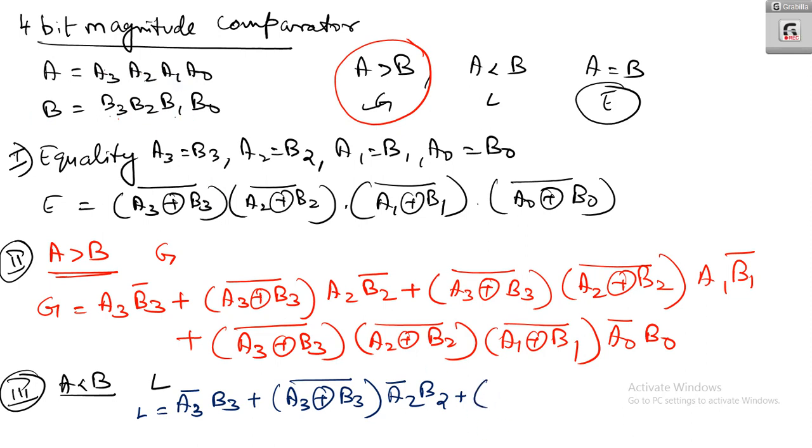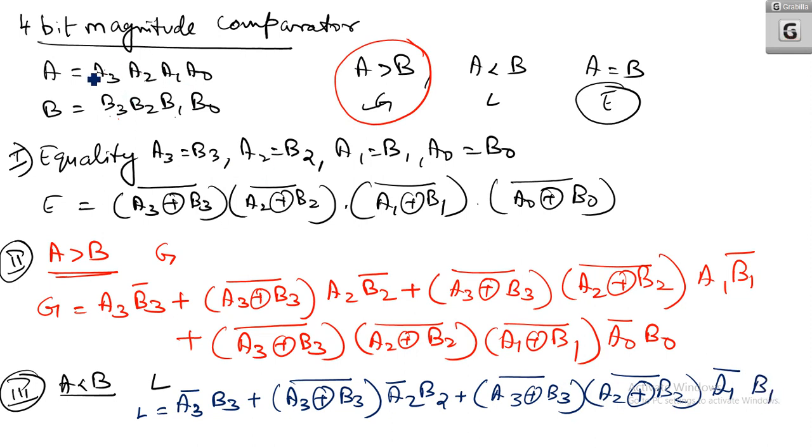So here what you get? You will get A3 XNOR B3 and A2 XNOR B2. Then what you have to say? You have to take A1 is equal to 0 and B1 is equal to 1. That means A1 bar B1.